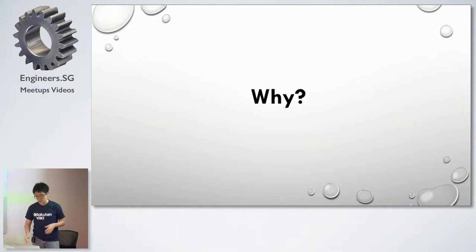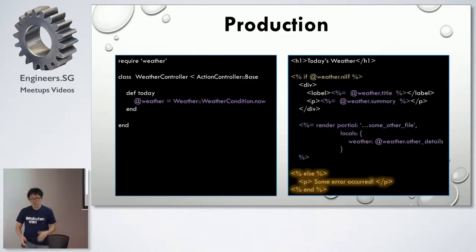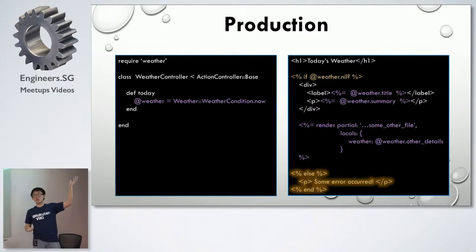Why is there a need to do this? So let's say we have this production code over here. You have some controller that requires some weather gem that takes this weather data and renders it on some view. In production, sometimes bad things happen. For example, this gem uses some API endpoints to some server, and let's say the server goes down. So this data is not available. What you can do in production is you check if the data is there. If it's not there, you render an error.